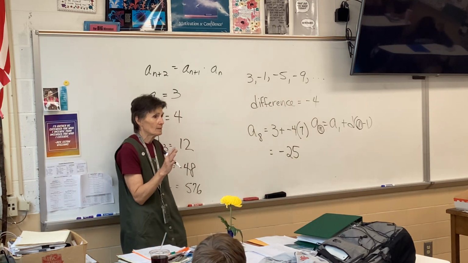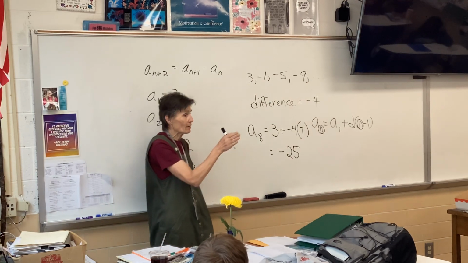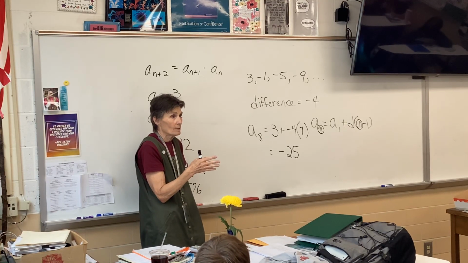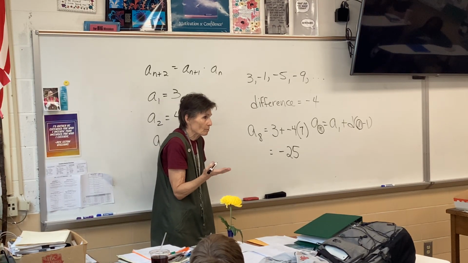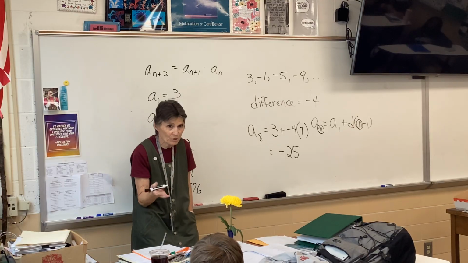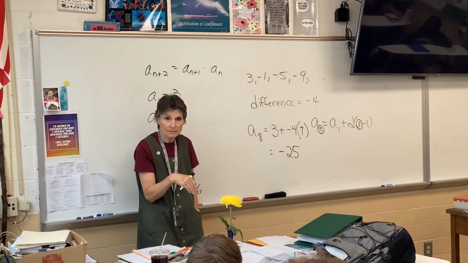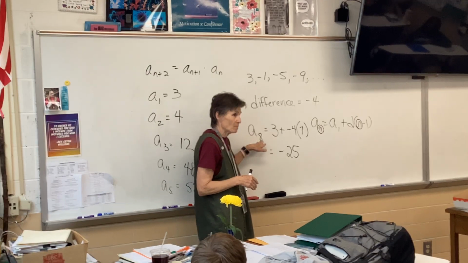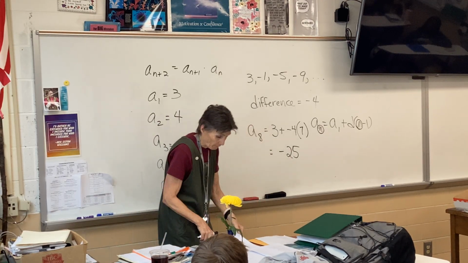And again, I know you could have counted down. I have no issue with you counting down when there's only 8 terms. But if there's 800 terms, counting down, you can't do it. So we might be able to use our formula. All right, let's look at B.